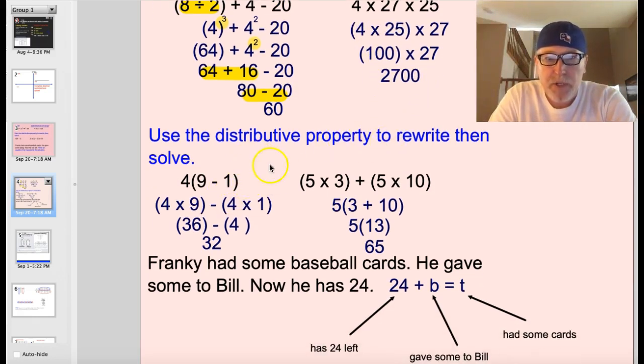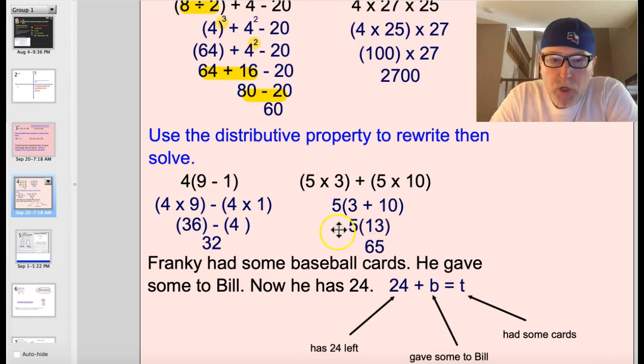Use the distributive property and then rewrite these guys. Well, it's 4 times 9 minus 1, so here's my 4 times 9. Here's my 4 times 1. I subtract them. 36 minus 4 is 32. Here's my 5 times 3 and my 5 times 5. I've got this 5 distributed. I'm going to put it out in front of the parentheses. Here's my 5 times 3. Here's my 5 times 10. So you got your 13, and you got 65.